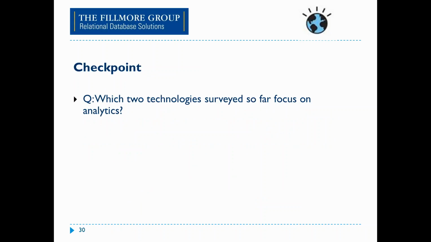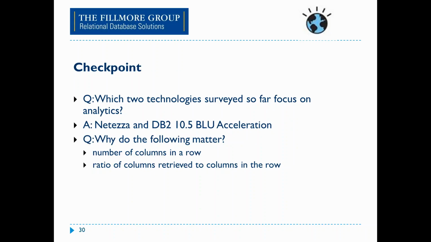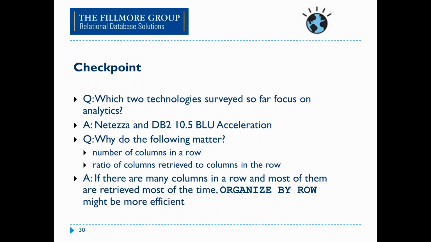So the checkpoint questions, which two technologies so far focus on analytics, that would be Netezza and DB2 with BLU Acceleration. Why do the following matter? The number of columns in a row and the ratio of columns retrieved to the columns in the row. The reason that matters is I may determine that my analytic processing could benefit from a column organized table if I have 50 or 100 columns in a row and I'm only looking at 3 of them. So if I'm looking at 1.5% of the number of columns in the row, it may make sense to organize the table differently.